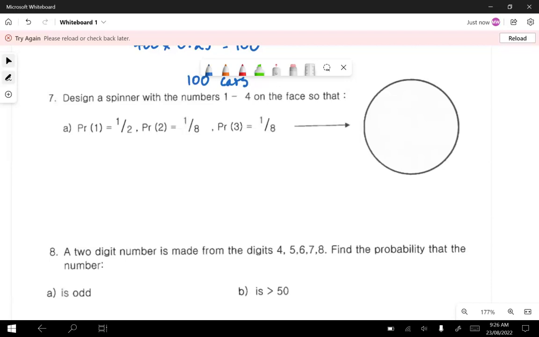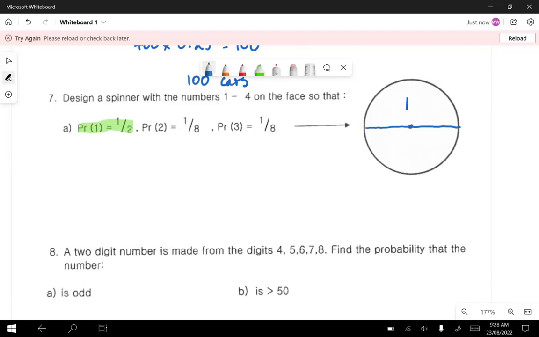Now we need to design a spinner with the numbers 1 to 4 on the face so that we've got the following list of probabilities. It's not going to be quite as simple as just chopping it into quarters, is it? So let's have a look at how we can break this down a little bit more and get this working nicely in our favour. What we'll do is attack this section by section. So let's start with the number 1. The probability of spinning 1 is a 1 in 2 chance. So straight away, let's just chop this in half. This is the center of our spinner, by the way. So that means that all of this part represents 1.